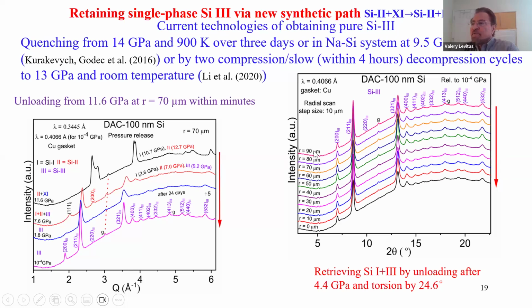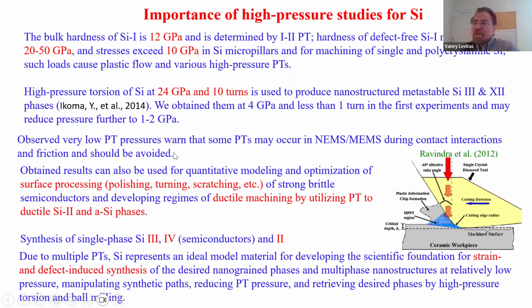quite a large region. Also, the observed very low phase transformation pressure warns that some phase transformation may occur in NEMS, MEMS during contact interaction and friction, and they should be avoided. Also, there is the so-called ductile regime of machining of brittle ceramics, and here, to avoid damage, phase transformation is induced under pressure and shear as a mechanism of plastic deformation. But in all calculations in design, transformation pressure for silicon is 10 GPa, and we obtain it at 0.3 GPa. So there is significant room for improvement.